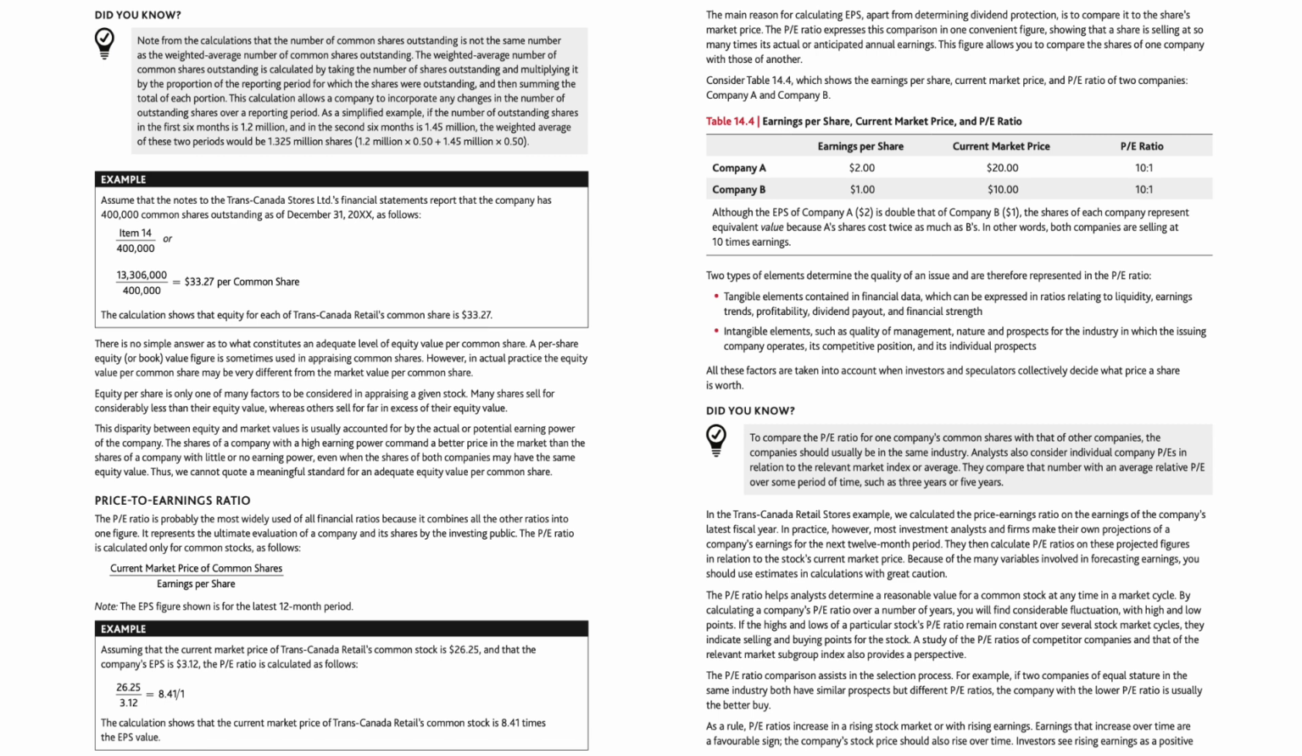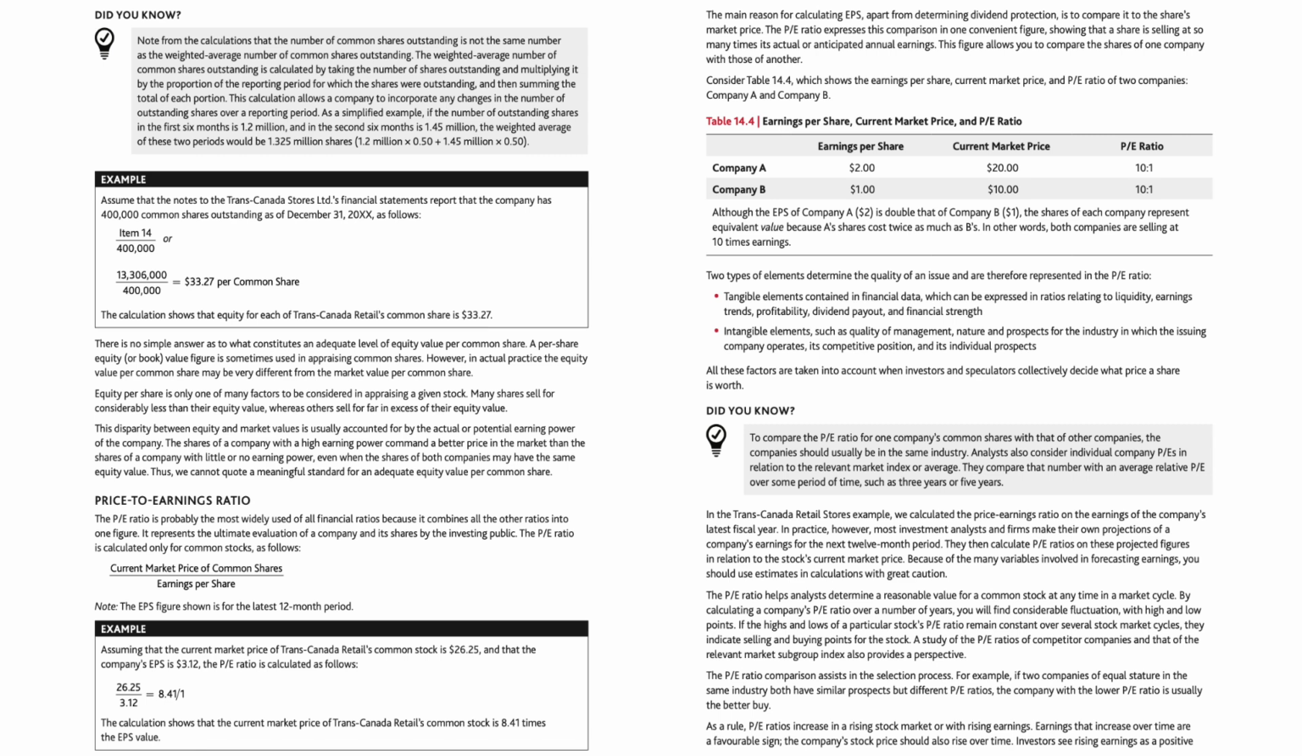As a simplified example, if the number of outstanding shares in the first 6 months is 1.2 million and in the second 6 months is 1.45 million, the weighted average of these two periods would be 1.325 million shares, or 1.2 million times 0.5 of a year plus 1.45 million times 0.5 of a year.